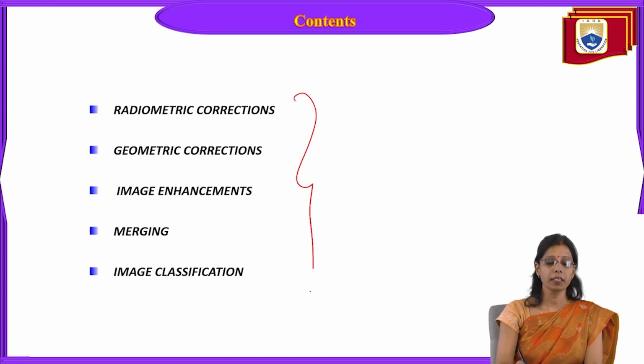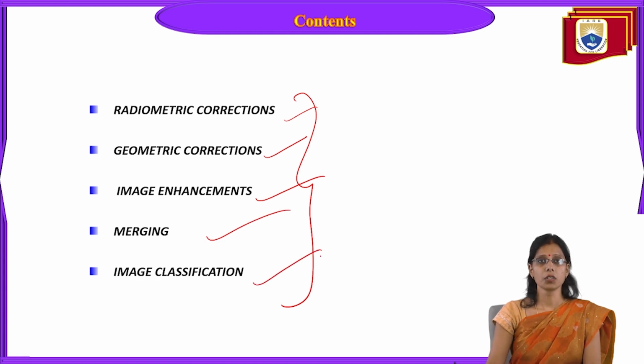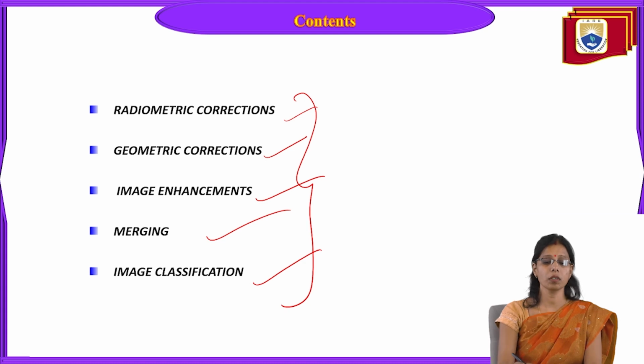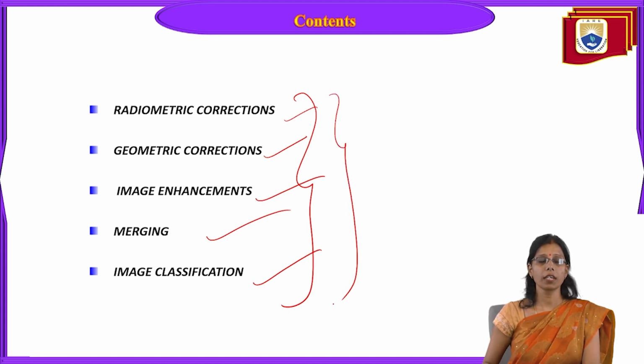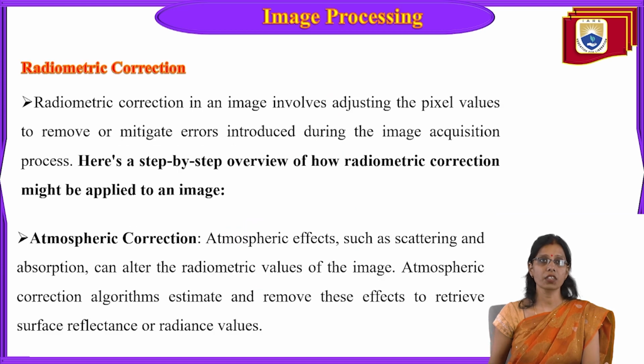We have the contents like radiometric corrections, geometric corrections, image enhancements, merging, image classification. These corrections are done before an image is suitable for using the data and for any kind of projects or developmental activities. We have to rectify this image with all these techniques and processes. So let us understand what radiometric corrections are.